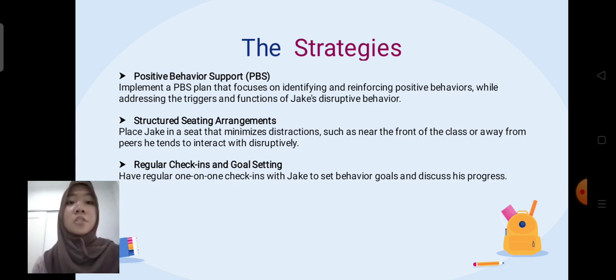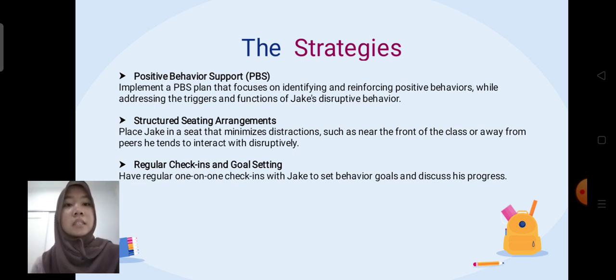Okay, the first strategy is positive behavior support. Implement a PBS plan that focuses on identifying and reinforcing positive behaviors while addressing the triggers and function of Jack's disruptive behavior. By focusing on positive reinforcement, Jack may feel more encouraged to exhibit desirable behaviors, leading to a reduction in disruptions. The second strategy is structured seating arrangements.